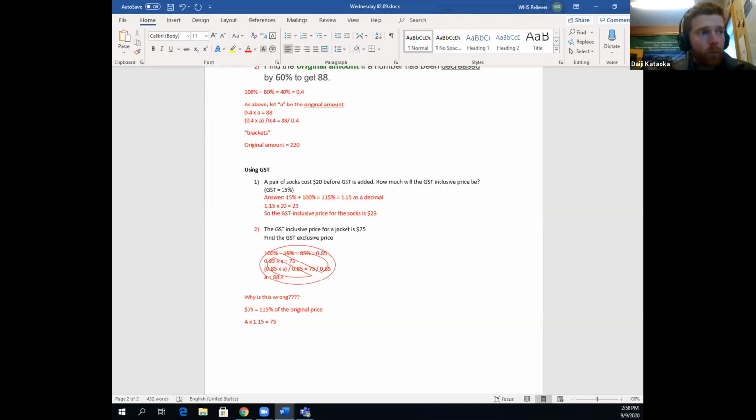If A times 1.15 equals 75, how do we find A? Well, A times 1.15 divided by 1.15 equals 75 divided by 1.15. Good. Okay, now what's the answer?